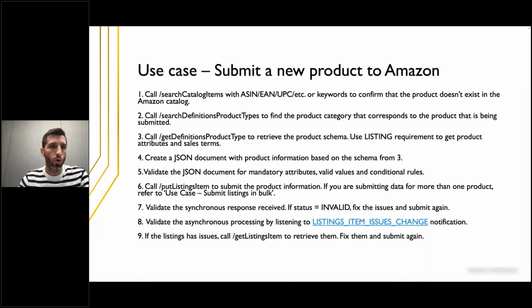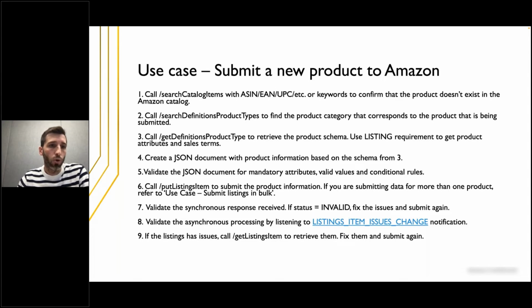And once you have it, you will jump to step number 3, which is getting the actual schema. So the get definitions product type operation provides the ability for you to get the schema that we were seeing before, which will include all the different attributes that you need for that specific product and the conditions for them, like all the constraints, which are the required attributes, and so on. In this case, you will be using the listings requirement in your request to get all the information, so both product data, so the attributes, and also the sales terms, since you want to include also your stock, your price, and so on.